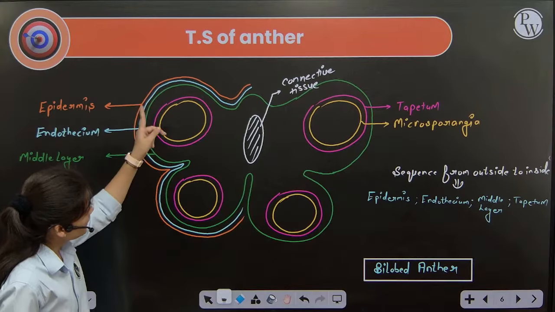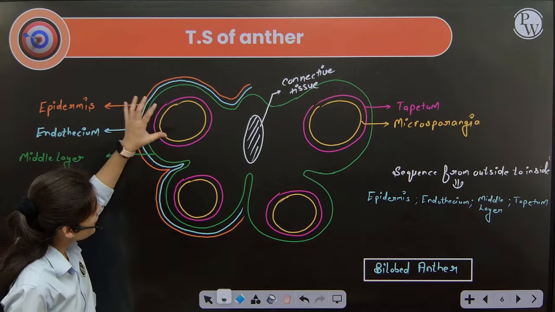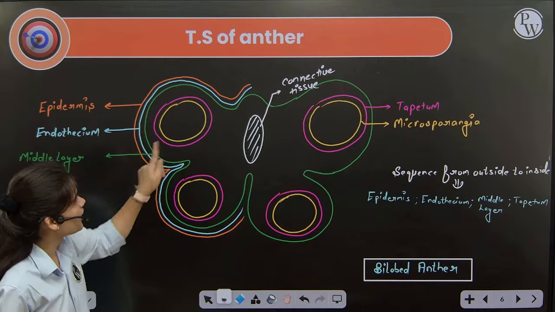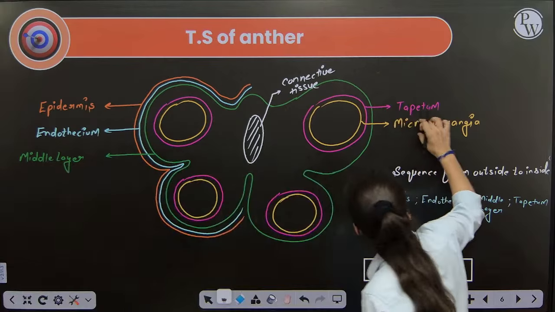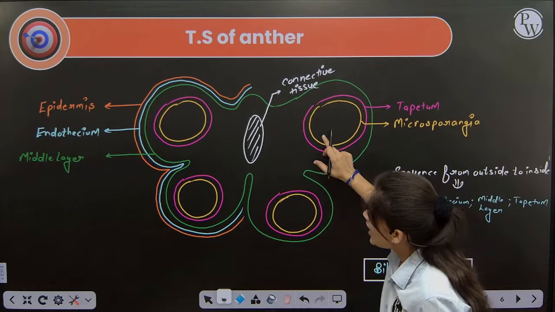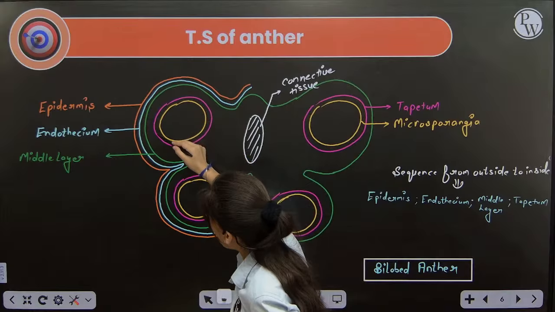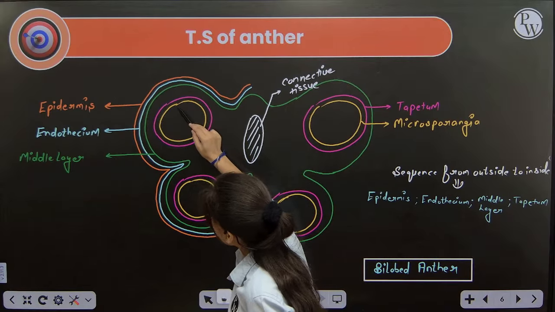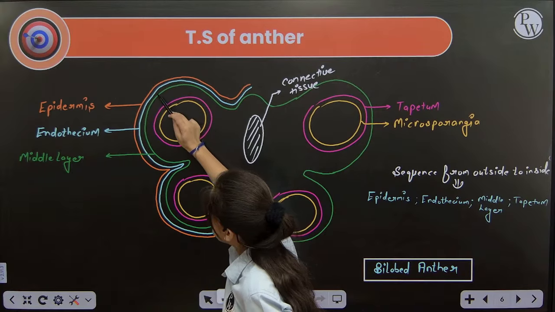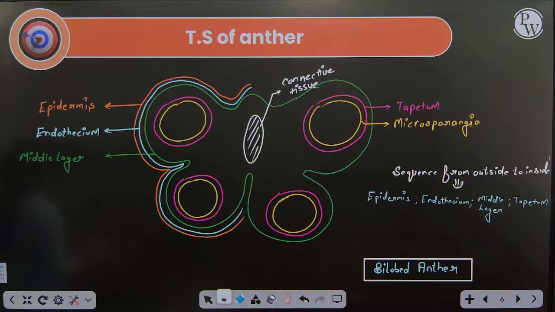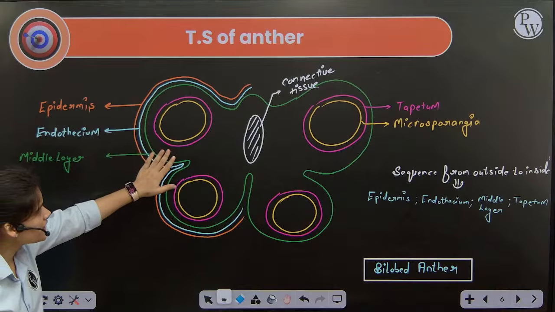Each lobe has two theca, and inside each theca, towards the corner side, what is present? Microsporangia is present. Now, this microsporangia is surrounded by how many wall layers? 1, 2, 3, 4. This microsporangia is surrounded by 4 wall layers. What are these wall layers which surround that microsporangia?